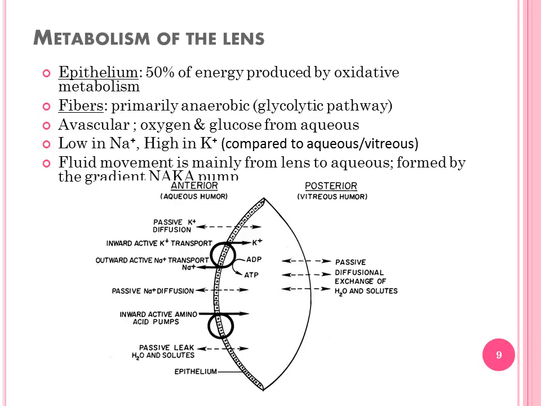I think it's like 32 per 1 molecule of glucose. That's going to be what the epithelium does. So very efficient, lots of energy. 50% of the epithelium's energy is produced by this oxidative metabolism process. So if we're talking about the fibers though, however, it's primarily anaerobic.